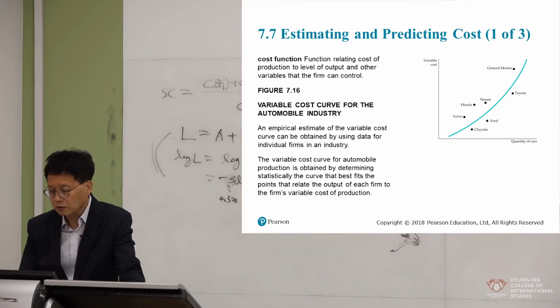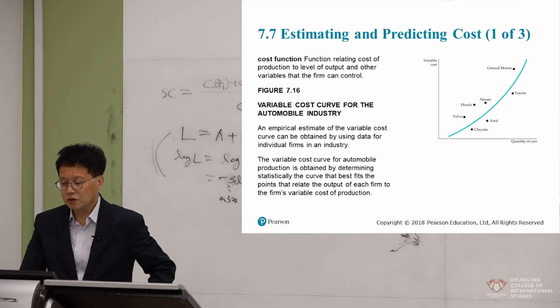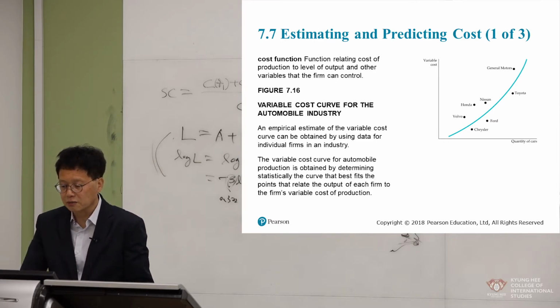And we go to 49. Estimating and predicting cost. A cost function relates the cost of production to the level of output and other variables that the firm can control. Variable cost curve for the automobile industry.